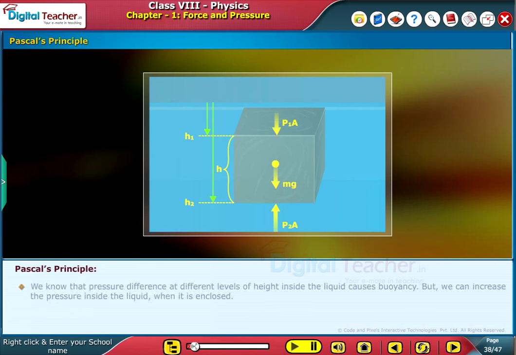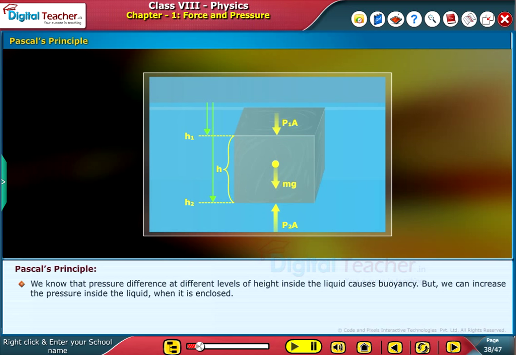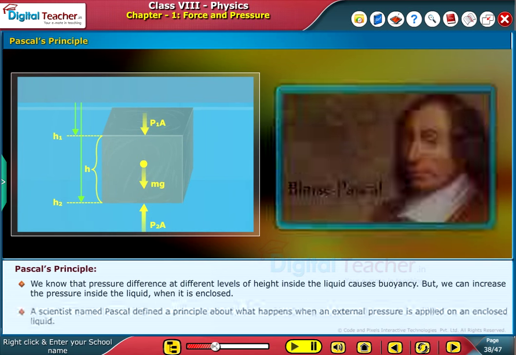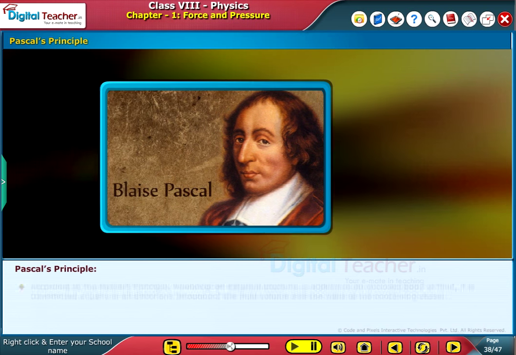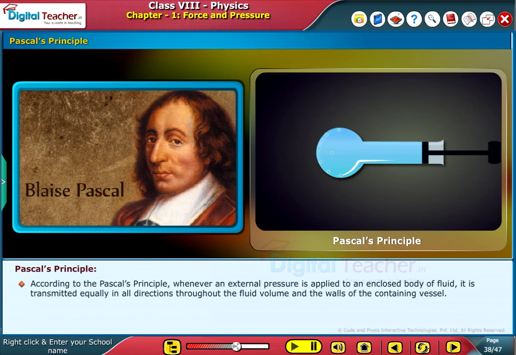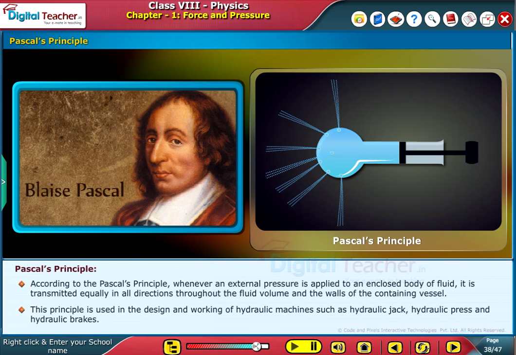Pascal's principle. We know that pressure difference at different levels of height inside the liquid causes buoyancy, but we can increase the pressure inside the liquid when it is enclosed. A scientist named Pascal defined a principle about what happens when an external pressure is applied on an enclosed liquid. According to Pascal's principle, whenever an external pressure is applied to an enclosed body of fluid, it is transmitted equally in all directions throughout the fluid volume and the walls of the containing vessel. This principle is used in the design and working of hydraulic machines such as hydraulic jack, hydraulic press, and hydraulic brakes.